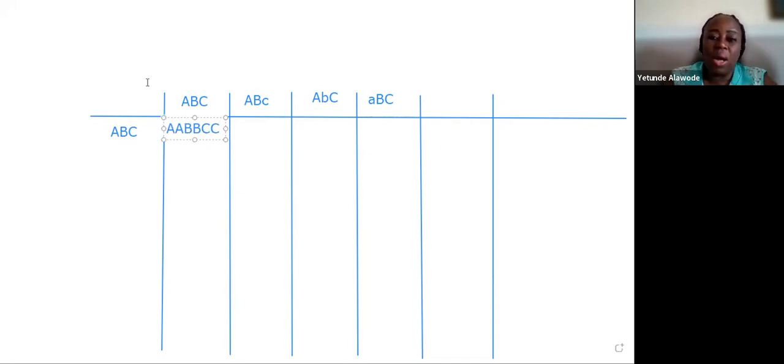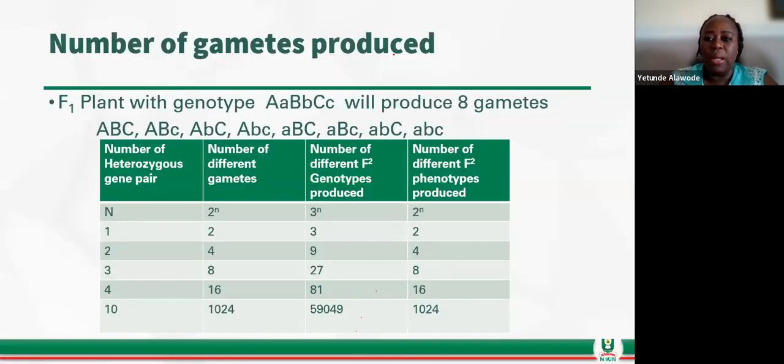Then you will now start to count which one is the phenotypic and genotypic ratio. So I think you are able to do that. If you understand, is there any question? Okay. Let's continue.